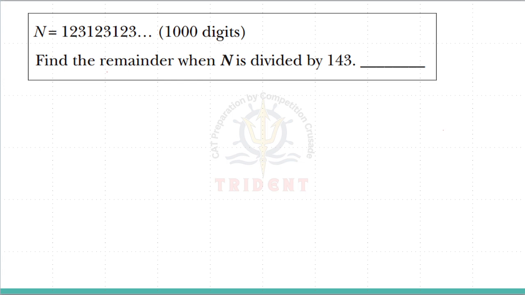Let's play around with this question. I am fascinated with this question now. The question says: the number 123 123 123 repeating till 1000 digits, and we have to find the remainder of this number when it is divided by 143.